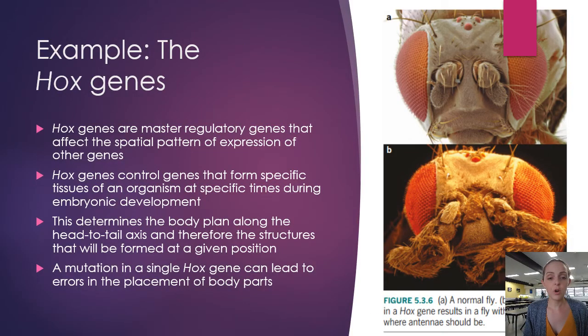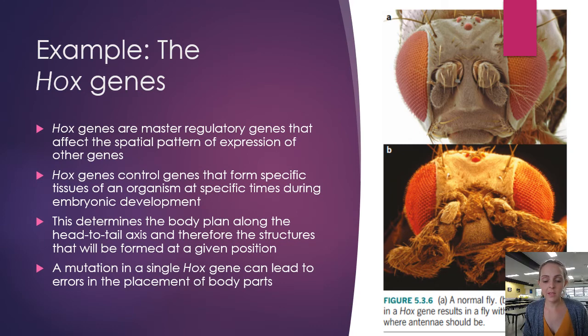So a really common example of the homeotic genes are the Hox genes, and these are mentioned in the syllabus as an example for you to know. So the Hox genes are master regulatory genes, and they affect the spatial pattern of expression of genes. So their job is to determine the entire plan of the body from the head to tail axis, and so they determine what structures go where, and they also control which genes are on at specific times of development.